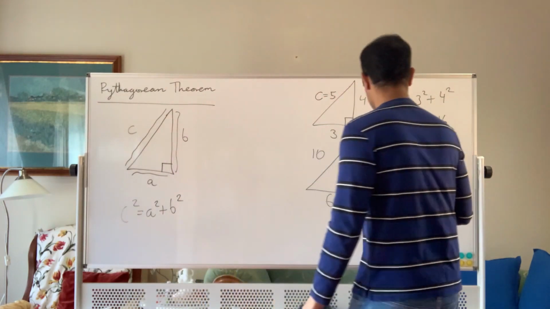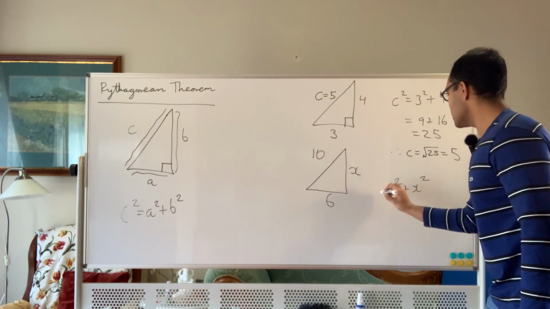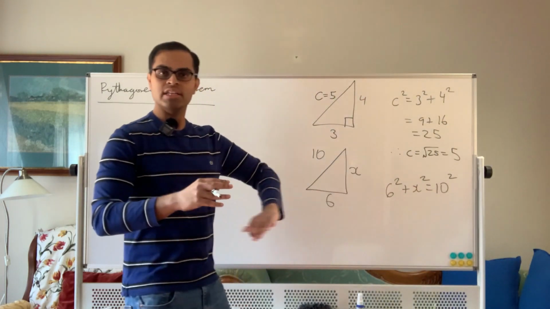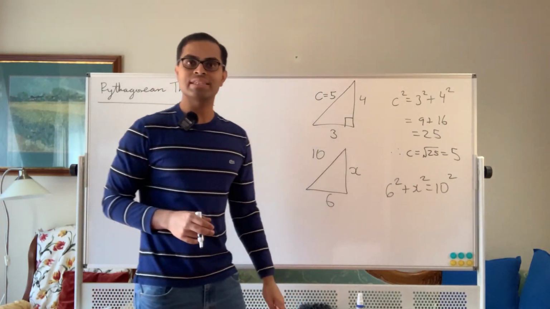So what we can do is we can say that the Pythagorean theorem tells us that 6 squared plus x squared is equal to 10 squared. Okay, so I've just written out the equation in the other way: c squared is a squared plus b squared, or a squared plus b squared is c squared.